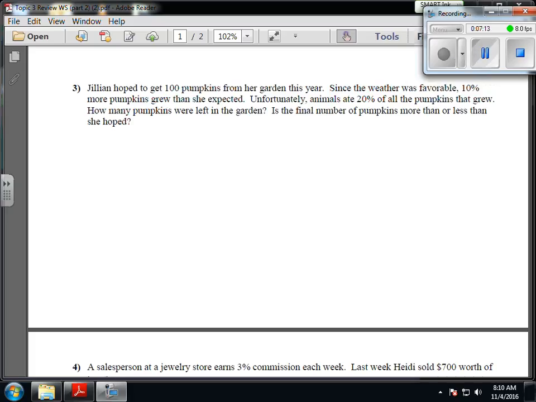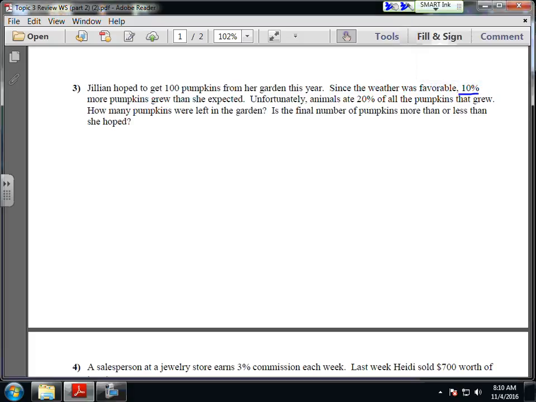All right, let's take a look at number 3. It says, Jillian hoped to get 100 pumpkins from her garden this year. Since the weather was favorable, 10% more pumpkins grew than she expected. Unfortunately, animals ate 20% of all the pumpkins that grew. How many pumpkins were left in the garden? Is the final number of pumpkins more than or less than she hoped? And of course, she hoped to get 100.